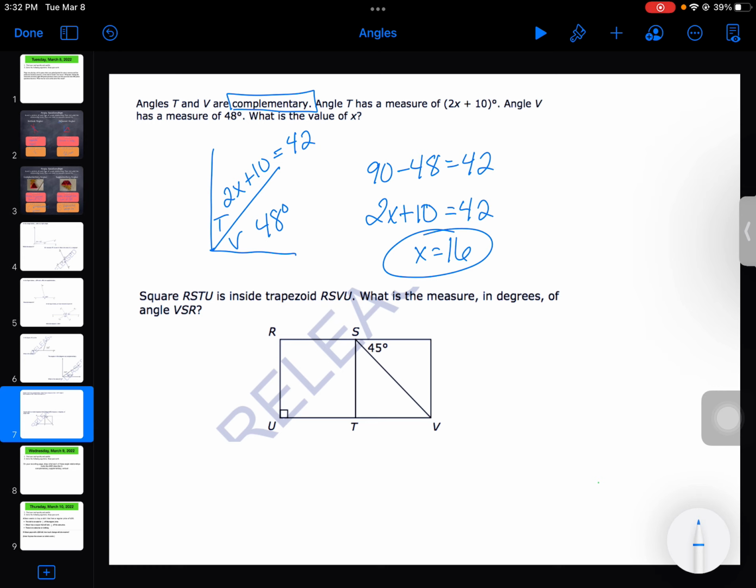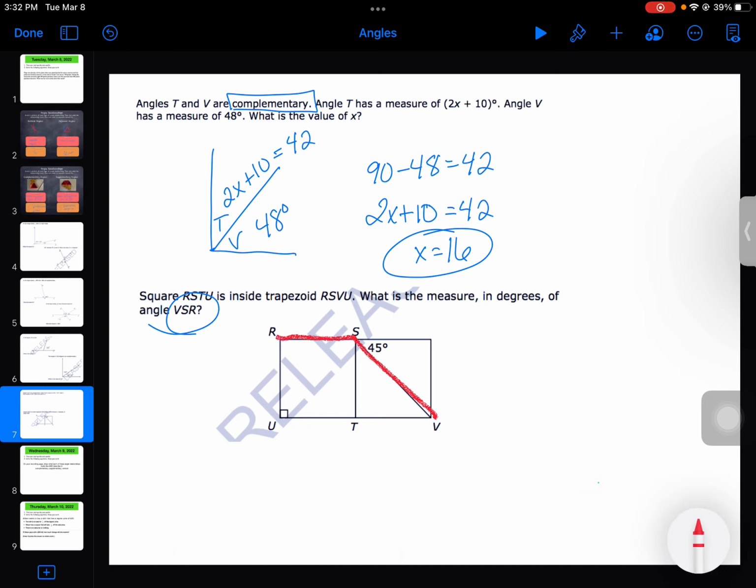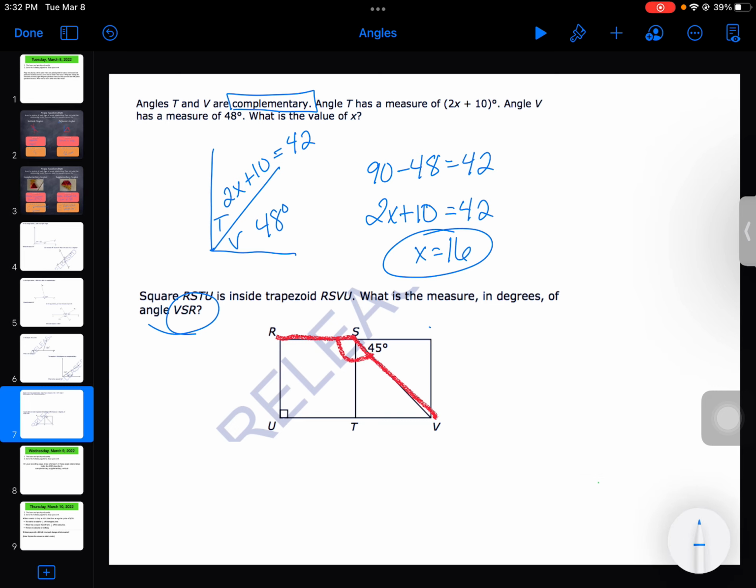For the bottom one, the last one, it says find the measure of VSR. So I'm going to highlight that one. And I want this angle. So I can do it two different ways. One way, I can look at the top of this and I see that that's a straight line, and it gives me my angle that I'm looking for and 45 degrees. Well, I know that equals 180. So if I subtract 45, I get 135. So that's my angle, and that looks right.